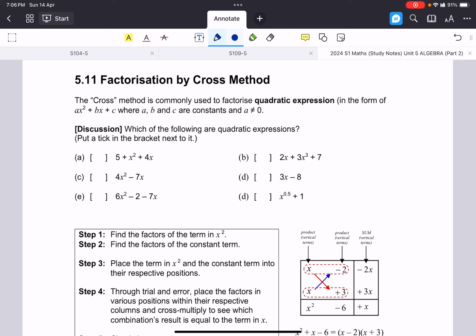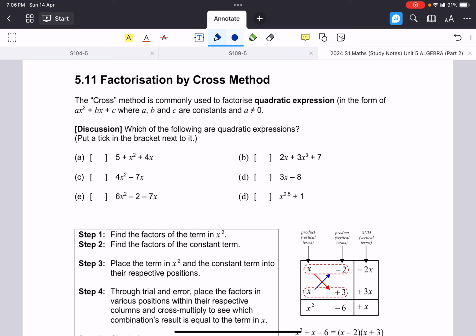Now, it does have other names, but cross method is what we usually call it because when we try to use this method, we do something called the cross multiplication. Now, this type of factorization usually applies to quadratic expressions, right? I'm sure we have already talked about what quadratic expressions are, but just very quickly, what are they?